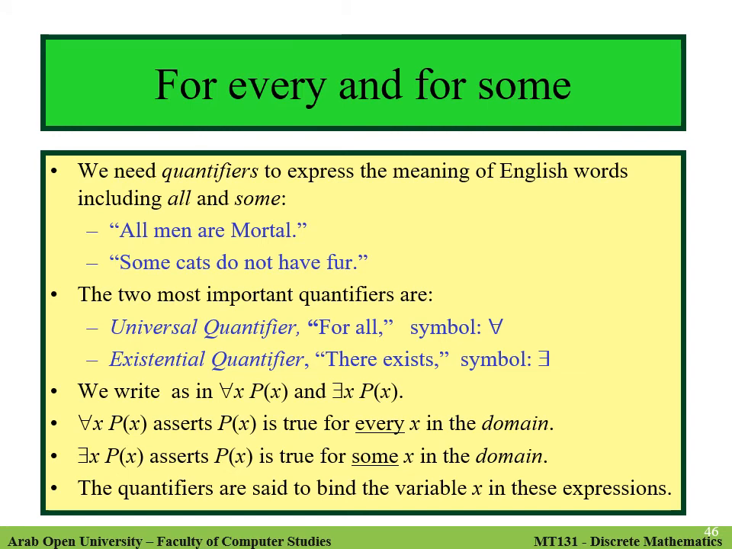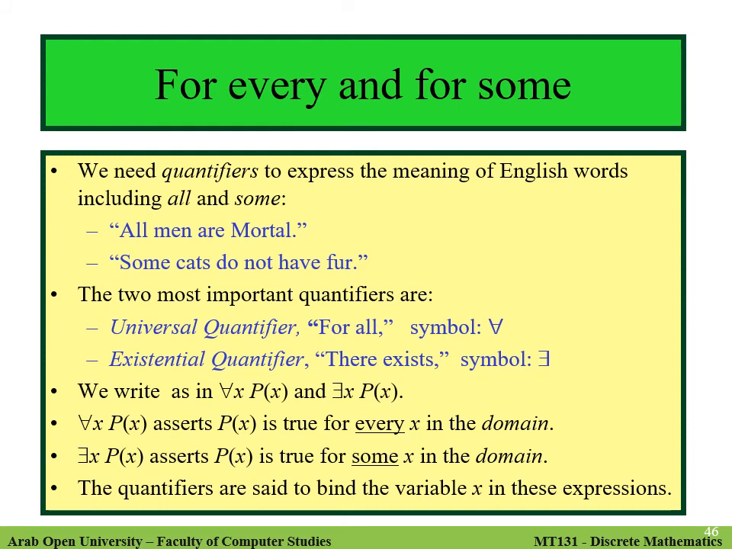Of course, in the English language, quantifiers are used for certain statements to describe certain predicates. When you say all men are mortal, here the domain is the set of all men, but this statement says all men are mortal. The second example is for existential quantification. You say some cats do not have fur.